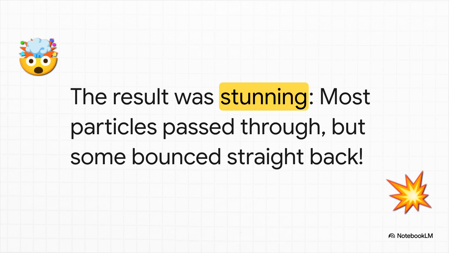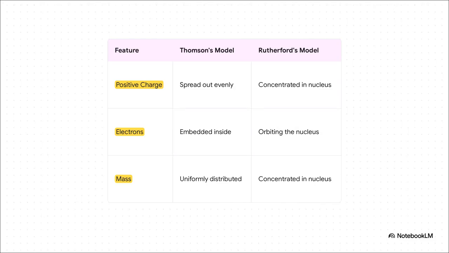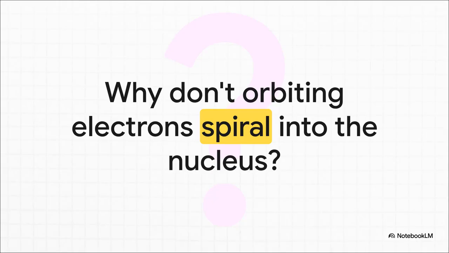The atom had to be mostly empty space, with something incredibly tiny and dense at its core. So just look at this shift in thinking. It was radical. We go from a model where everything is spread out and mushy to one that's basically a miniature solar system. You've got this tiny, dense, positive nucleus where all the mass is, and the electrons are orbiting way, way out in the distance. A total transformation. But there's always a but, isn't there? The physics of the time, what we call classical physics, had a massive problem with this new model.